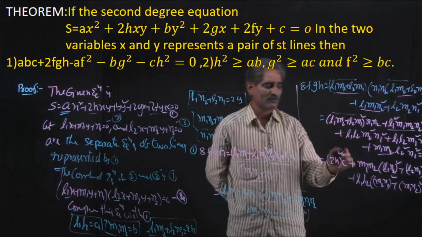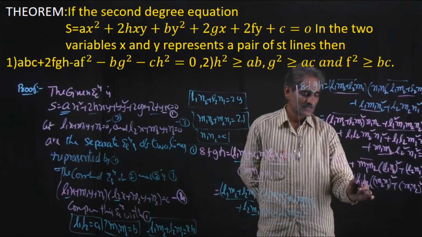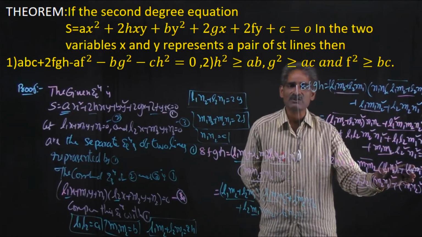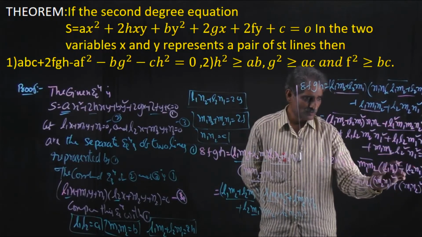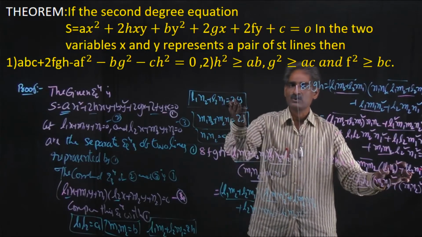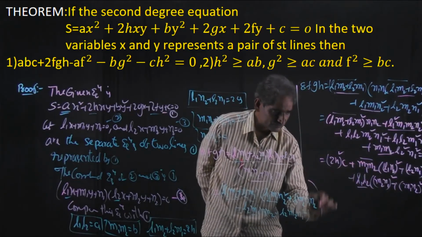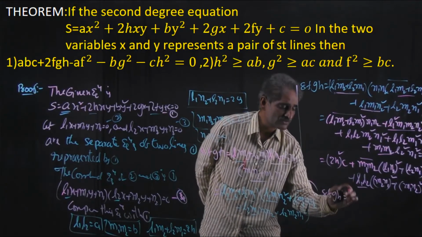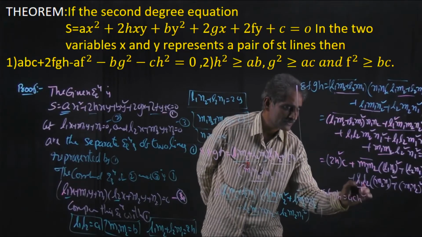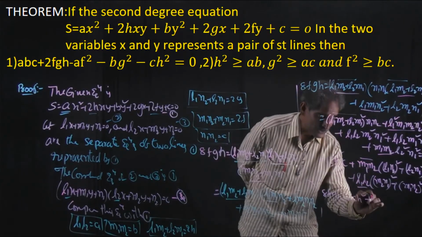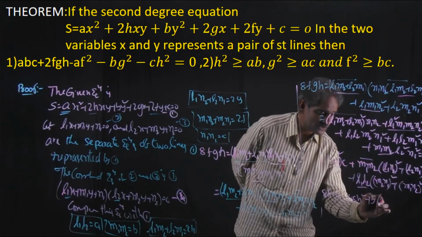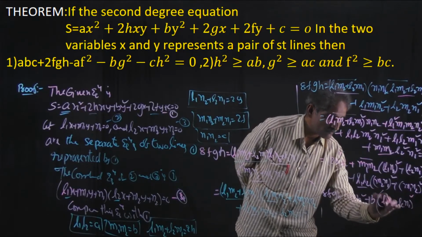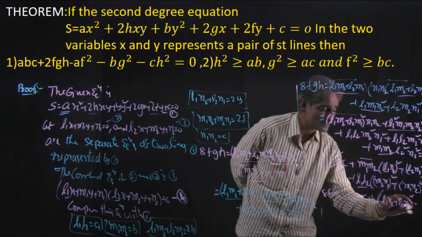Now write down the known values. M1 M2 is equal to B, L1 L2 is equal to A. Now just observe that this is in the form of A square plus B square. If there is only L1 N2 plus L2 N1, the value is 2G. So here write down 8FGH is equal to 4CH square plus M1 M2, that means B, into A square plus B square, which means A plus B whole square, minus 2AB.